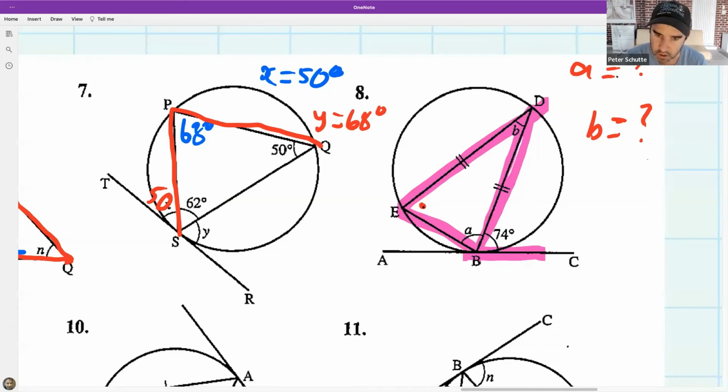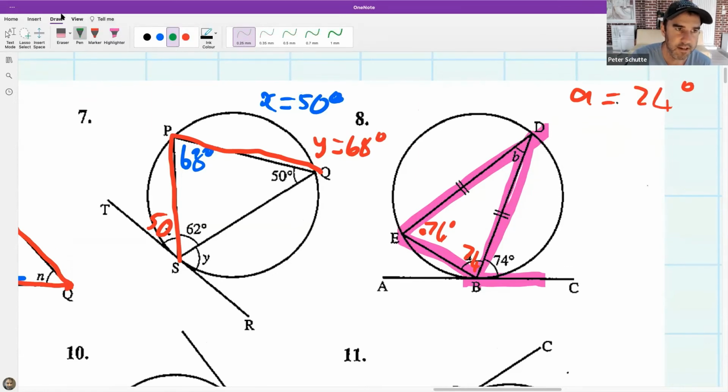So it's going to be that one there. Now, that isn't what we wanted, but just by knowing that 74, it can help us. And the reason it can help us is these two whiskers over here. These two whiskers allow us to know that those are base angles of an isosceles triangle. And so A must be 74 degrees.